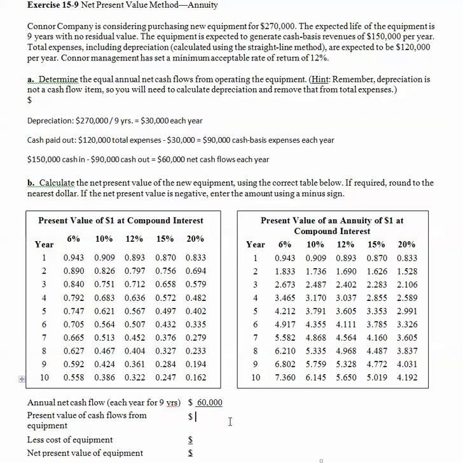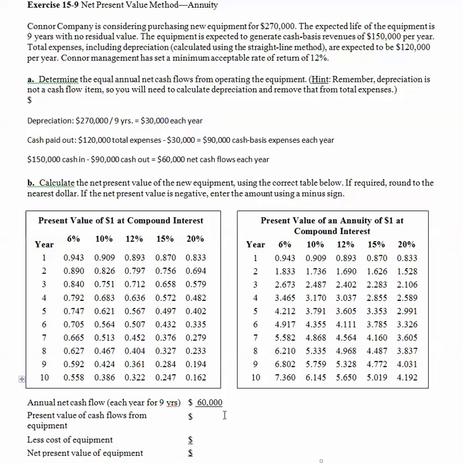Then, to calculate the present value of the net cash flows, if we were making $60,000 a year for 9 years, the future value of all that 9 years of cash flows would be $540,000. But we don't want to know the future value. We want to know what that $540,000 is worth in today's dollars. So in order to do that, we could do that one of two ways.